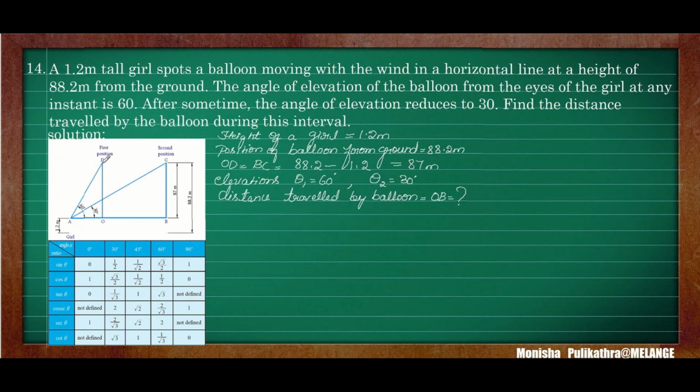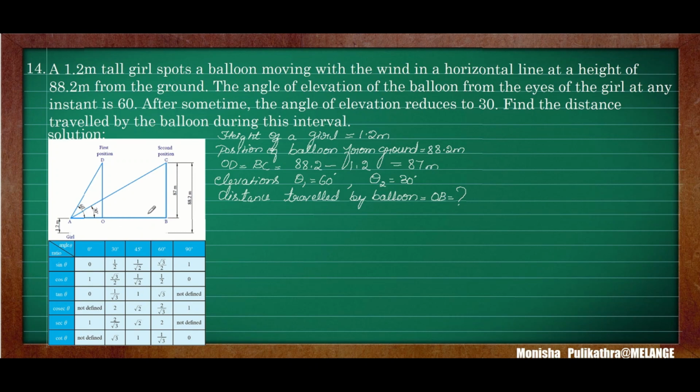There are two elevations. From the first position of the balloon the elevation is 60 degree, and when the balloon moves a certain distance, the elevation becomes 30 degree. So now we need to find the distance traveled by the balloon from the first position to the second position.